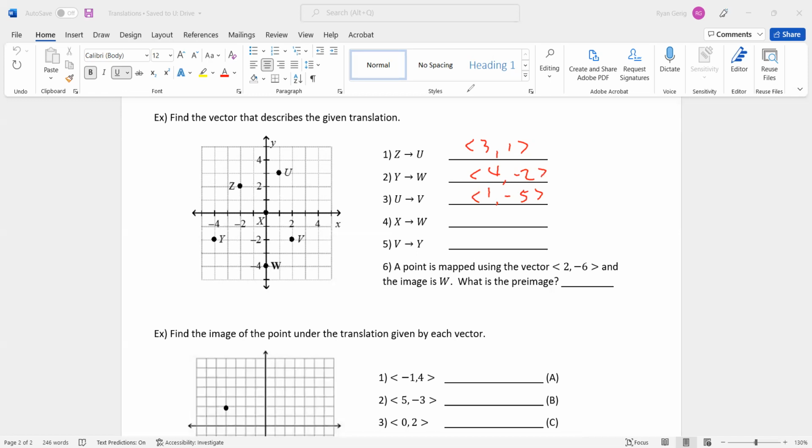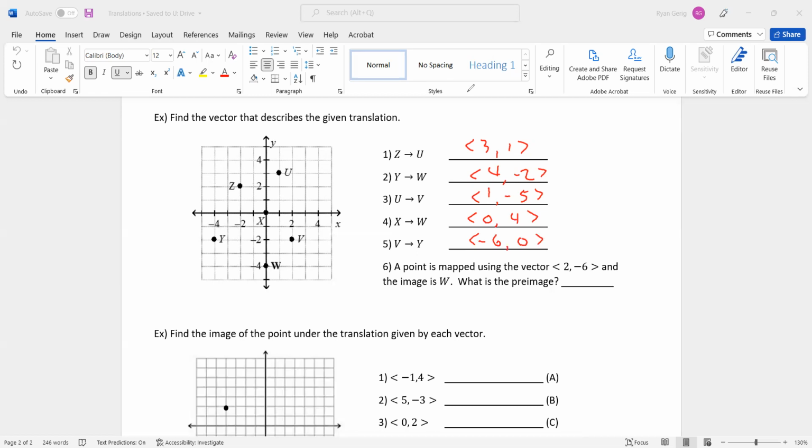X to W. I don't have to go right or left at all. So that's 0. And then I go down 1, 2, 3, 4. It is possible to have a 0 in there. And then V to Y, I go left 1, 2, 3, 4, 5, 6. Left 6 is -6. I didn't have to go up or down at all, so 0.